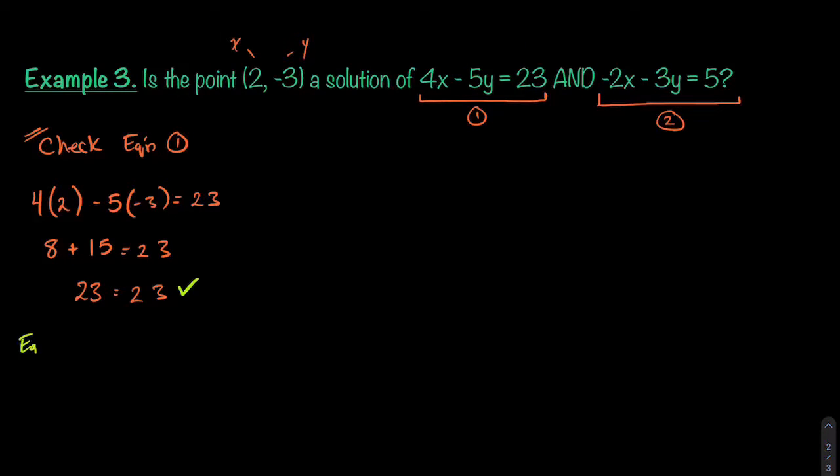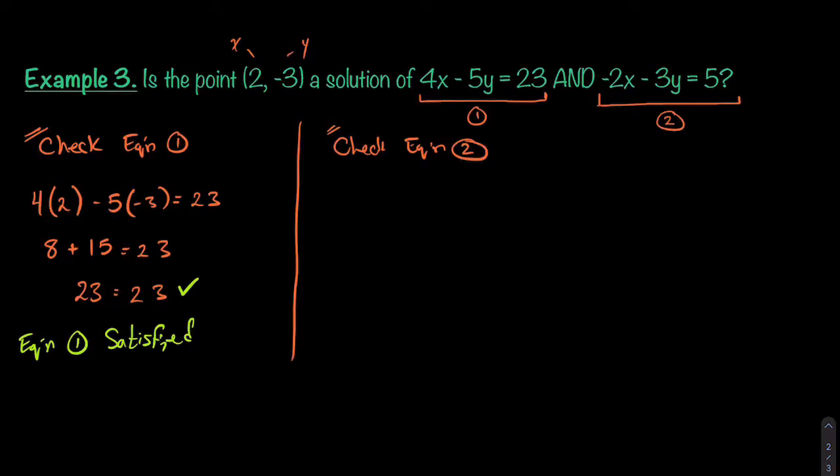So equation 1 is satisfied. But that's not good enough if we're checking another equation here. We need to check our other equation to make sure that one's also satisfied. So let's check equation 2. We'll do the same process. So negative 2, we'll plug in 2, minus 3, plug in negative 3, equals 5.